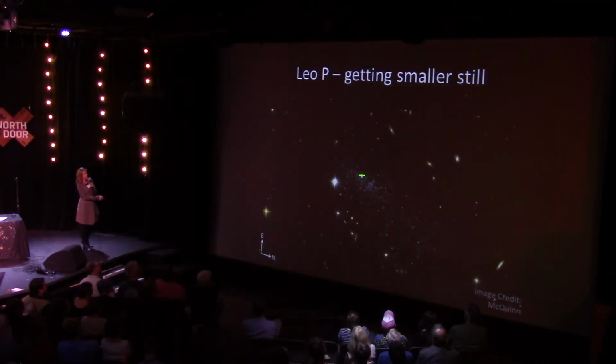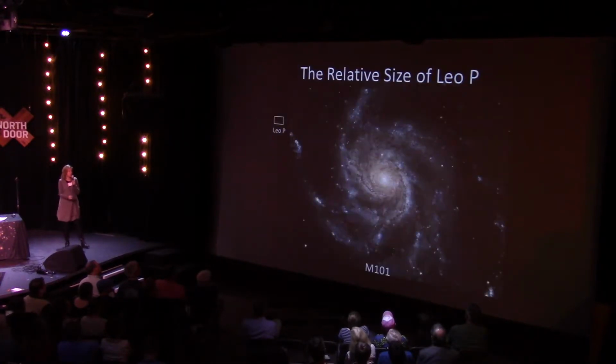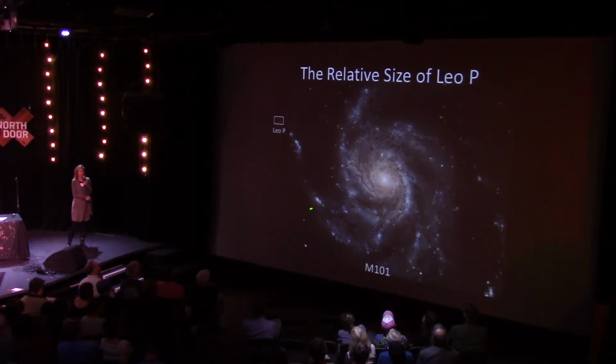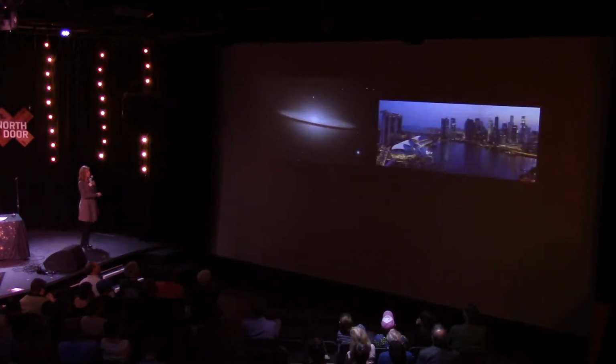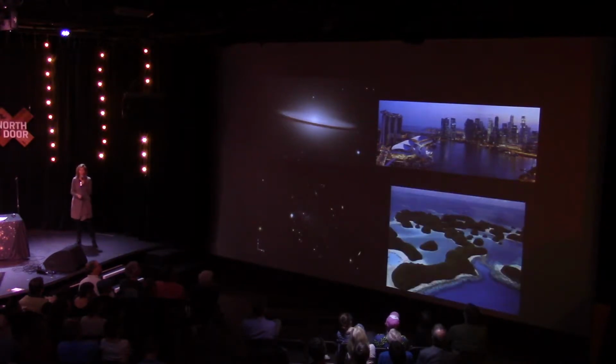And it's got one young star-forming region right in the center. So Leo P, to give you some perspective, here's M101, or the Pinwheel Galaxy again. This is the size of Leo P. So the entire galaxy would fit in one of these star-forming regions in this massive spiral galaxy. And so if the Sombrero is like Singapore, I think Leo P is a little bit more like Galapagos Islands.